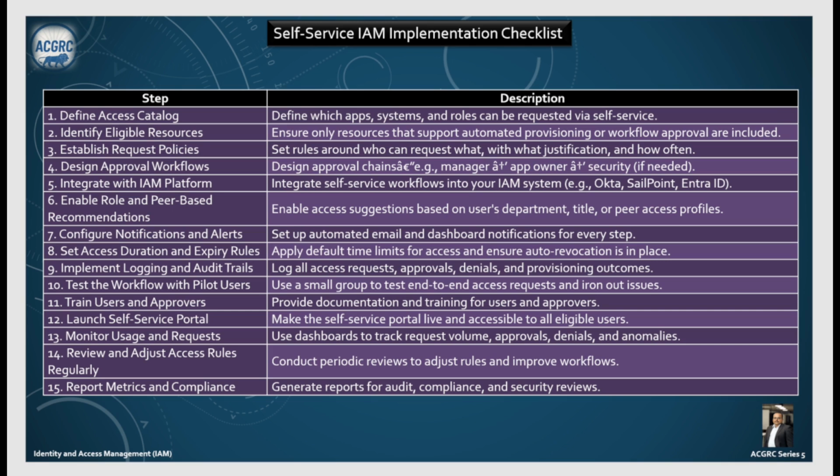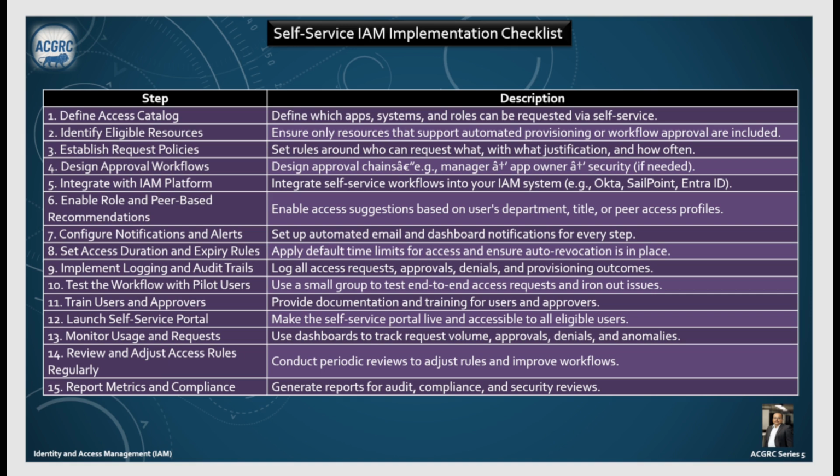You design approval chains, for example manager, app owner, security, if needed. You integrate your self-service workflow into your IAM system. It could be Okta, SailPoint, Entra ID. Then you enable access suggestions based on user, department, title, or peer access profile. Then you set up automated email and dashboard notifications for every step. You apply default time limits for access and ensure auto revocation is in place.